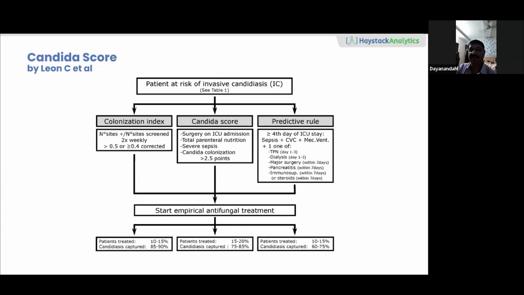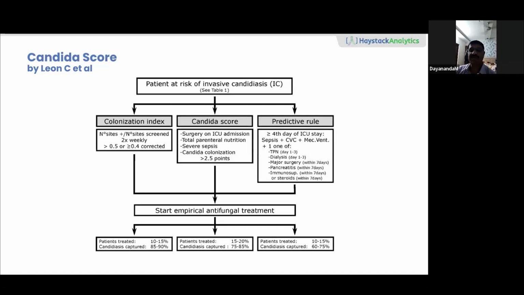and the number of positive swabs is divided by the total number of swabs taken. You can do this every 3 days or so, continuously for 2 weeks. If the score is more than 0.5, there is a high risk of the patient developing a fungal infection. As I just mentioned, the Candida scores.